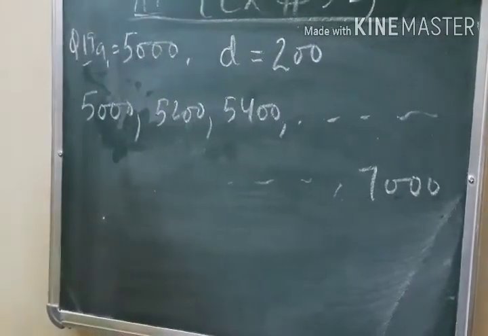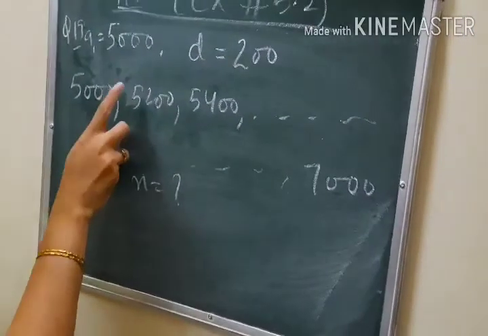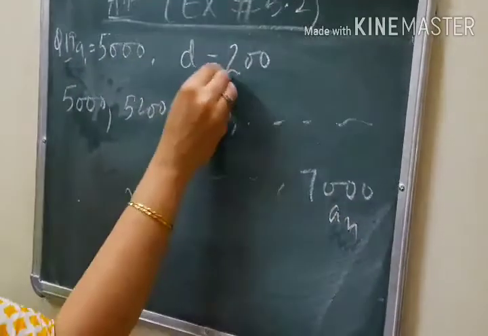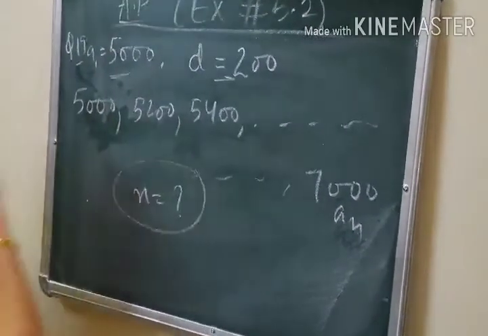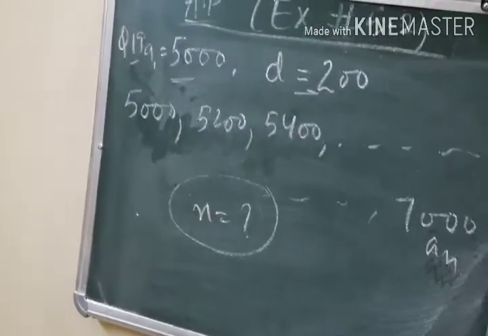They are asking when it will reach 7000. That means what you have to find? You have to find n. A1 is given, D is given, AN is given. This is your AN, D is given, A1 is given, and you have to find n. So you can do it by simply using the formula of AN.